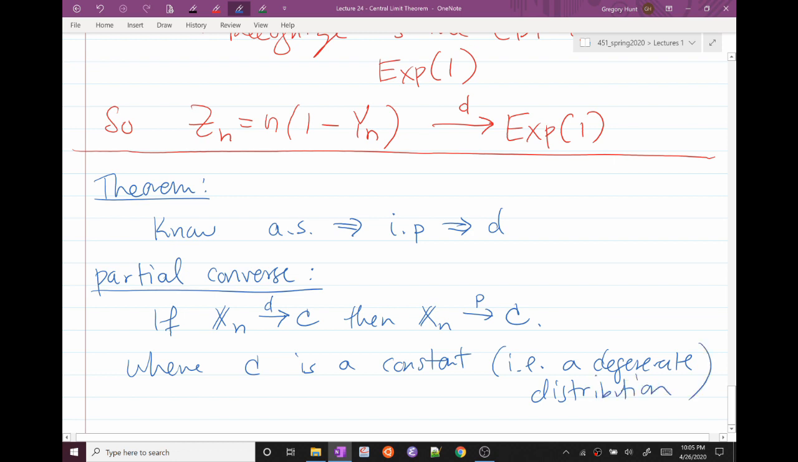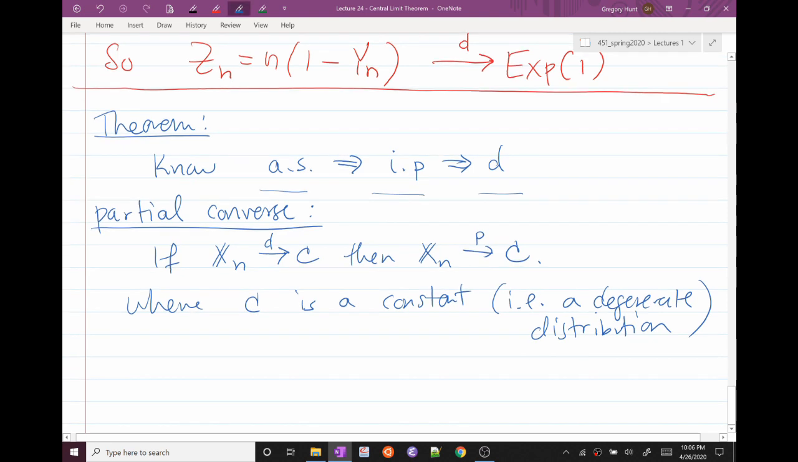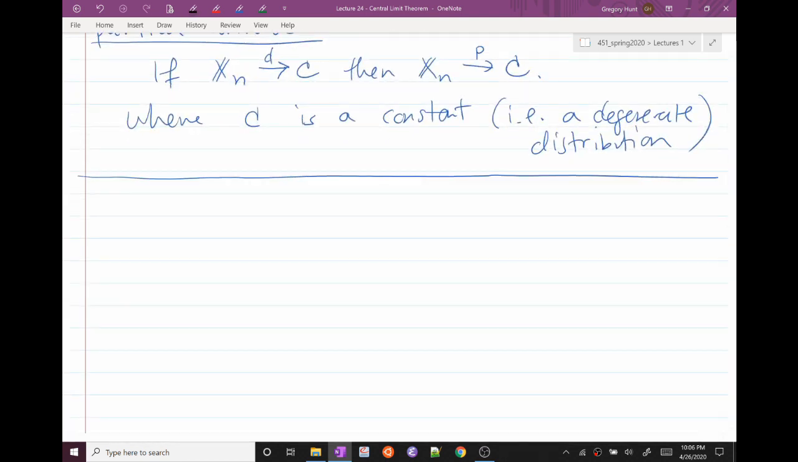Our chain normally says that almost sure implies in probability, implies in distribution, but you can't go the other way. If a random variable converges in distribution, we don't necessarily know it converges in probability. The partial converse says that if it converges in distribution to a degenerate distribution, to a constant, then it also converges in probability to that constant. So that's a very useful theorem. It's a partial converse for our chain of implication. There are also some other algebraic properties that we can write down.